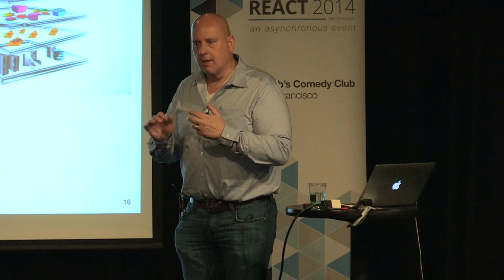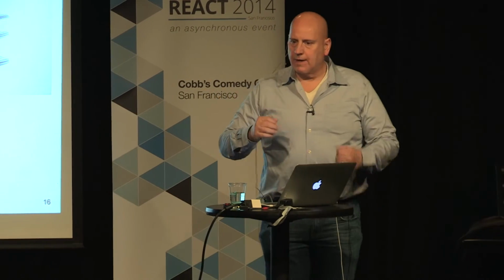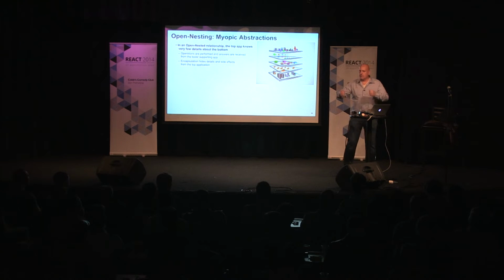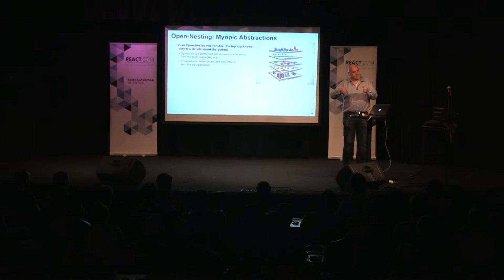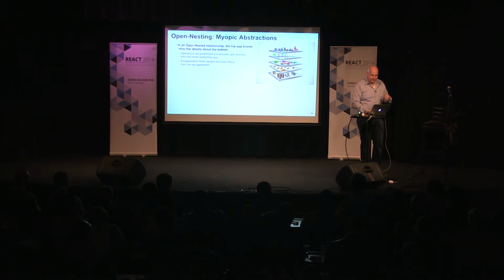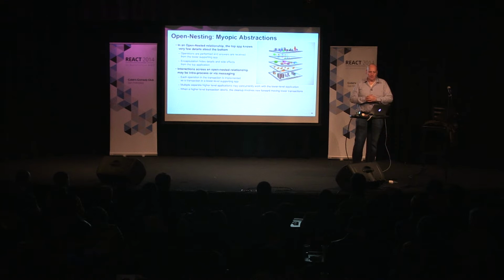Open nesting, or myopic abstractions. I like to say the more nearsighted you are, the less you care about that junk. And the less you care about that junk, the more you avoid getting into trouble. Operations are performed and answers are received by the lower supporting app or component, and the same things can apply to things running in process as things running across the web. We'll talk about that. Encapsulation hides details and side effects from the top application. So interactions across open-nested relationships may be intra-process or via messaging.